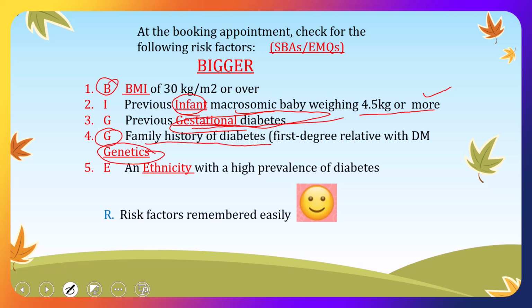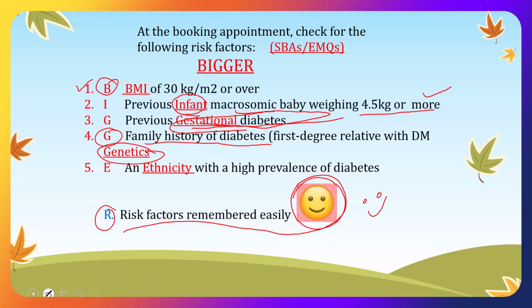Now E stands for ethnicity, an ethnicity with a high prevalence of diabetes. So all these 1, 2, 3, 4, 5 make up the risk factors. If these are present, or even one single risk factor is present in the female population, then we are going to screen these patients for gestational diabetes mellitus. Now our risk factors are easy to remember. This is going to make you happy, I hope, because with the help of this you are not going to miss any risk factor. So please remember the risk factors with the help of this mnemonic, BIGGER.